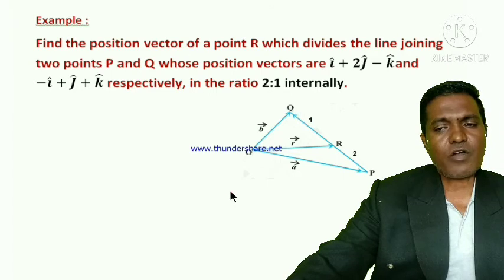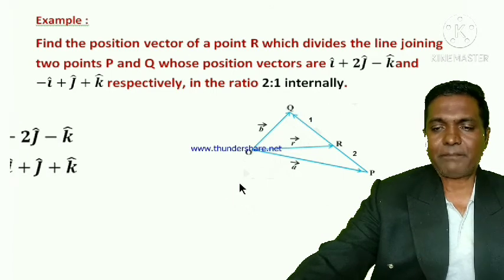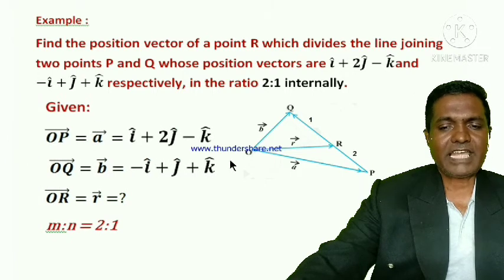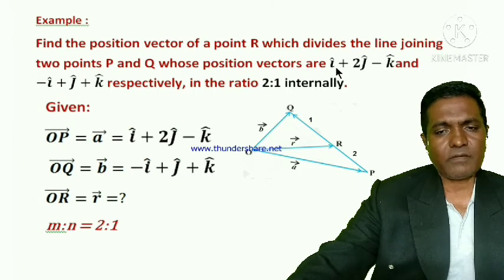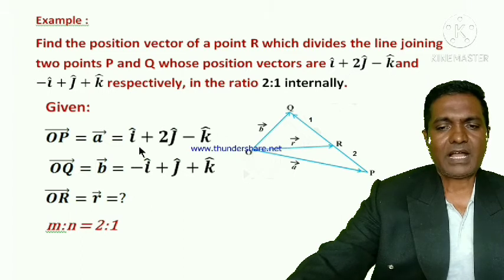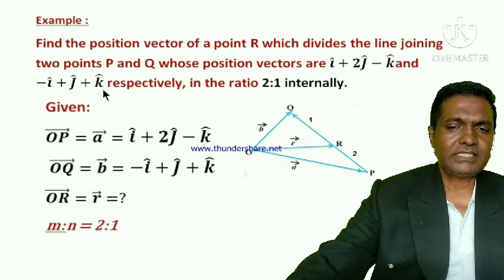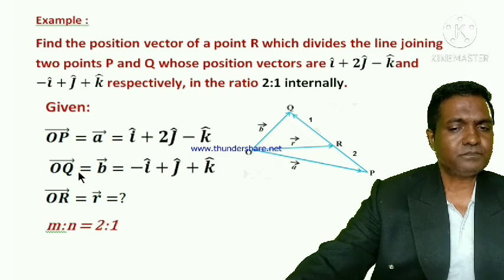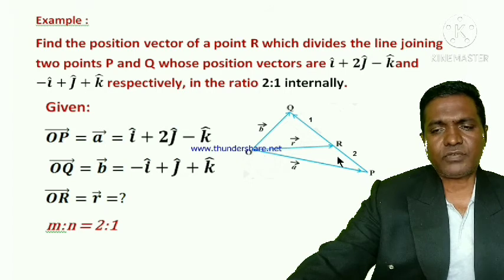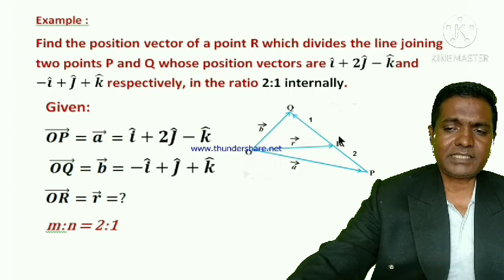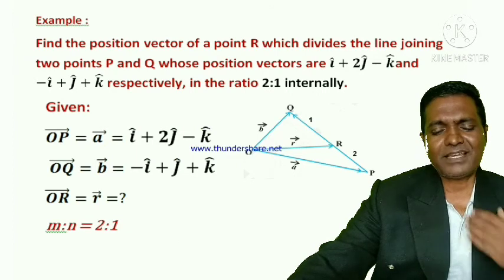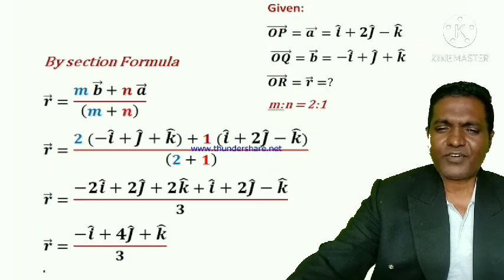Now vector a is the position vector of point P, and vector b is the position vector of Q. So as given, this is your vector a, the position vector of P. This is the position vector of Q, so that is vector b, and that is nothing but OQ. Our aim is to find the position vector of the point R. And it is given that this point divides PQ in the ratio 2:1.